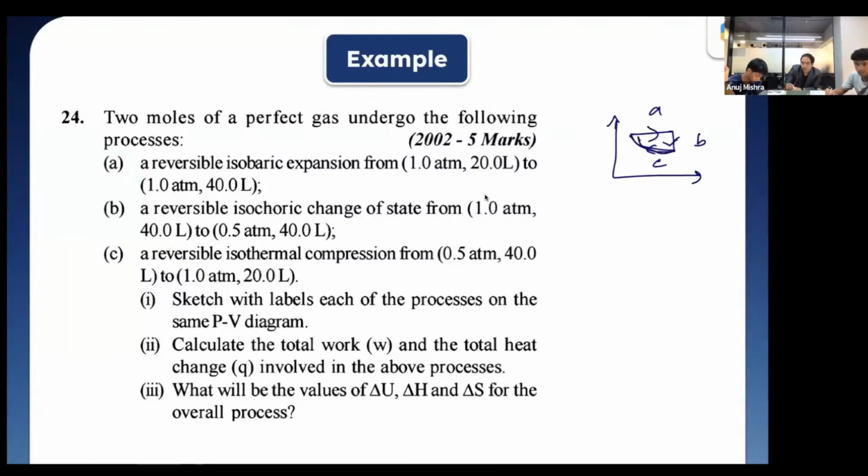Understand? First, A is clear. Okay, next one. Reversible isochoric. Volume is same. On the same volume, you're coming from 1 to 0.5. So come from here, go to 0.5.